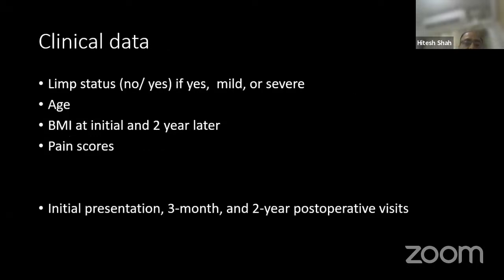And what was evaluated clinically was the limp, whether it is present or not, yes or no. And if it is there, we evaluated whether it's a mild limp or a severe limp. We evaluated the age at presentation and age at surgery, the BMI initially and at 2 years, whether the child is obese or not, and pain, whether the pain is present at 3 months and 2 years. All the clinical data were evaluated at presentation, 3 months and 2 years post-operatively.